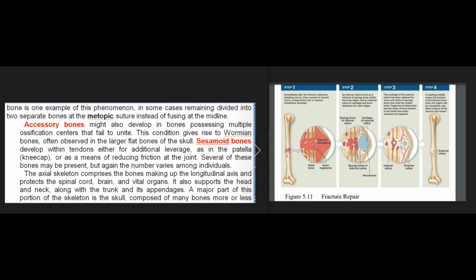The axial skeleton comprises the bones making up the longitudinal axis and protects the spinal cord, brain, and vital organs. It also supports the head and neck, along with the trunk and its appendages.